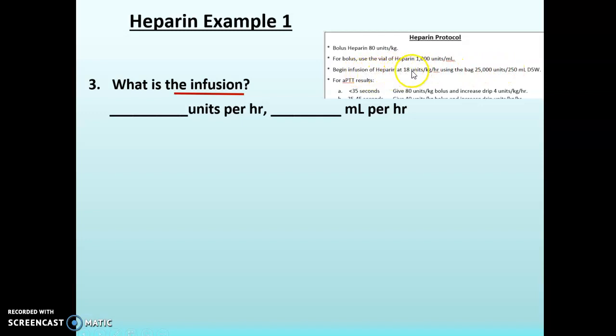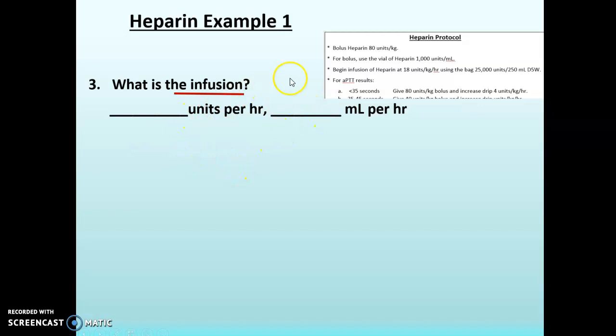Infusion is supposed to happen at 18 units per kilogram per hour, and we're using a different concentration here, right? We have 25,000 units in 250 milliliters with D5W. Okay, so those are different numbers than what we used for the bolus. I want you to make note of that.